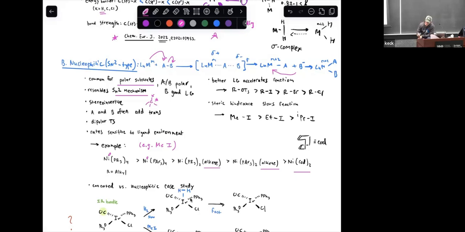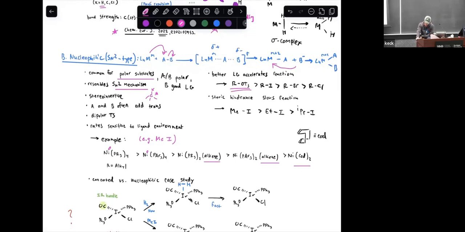Unsurprisingly, given its close connection to SN2 reaction, better leaving groups accelerate this reaction, and keep your eye on this tosylate example. This will become important when we talk about radical mechanisms.